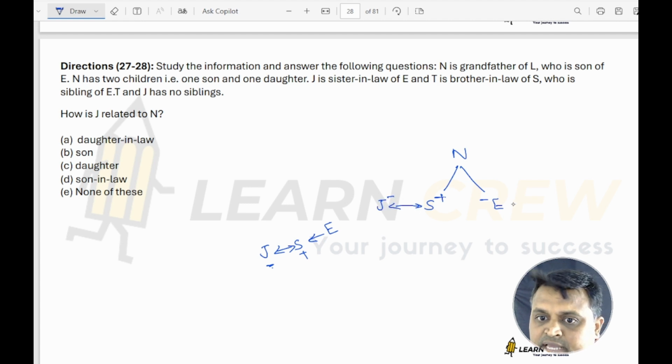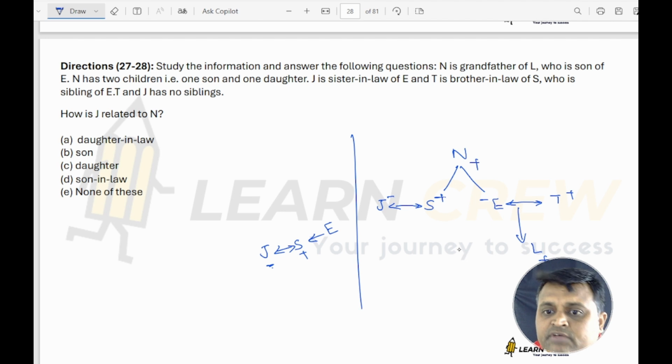J and E and T are a married couple. N is the grandfather of L. L is the son of E. So this married couple's son is L. This is the final family tree.